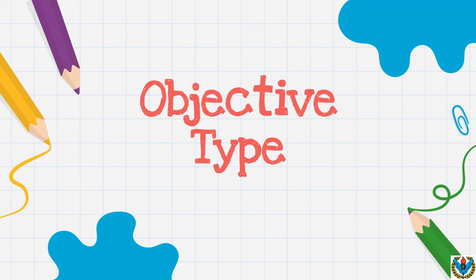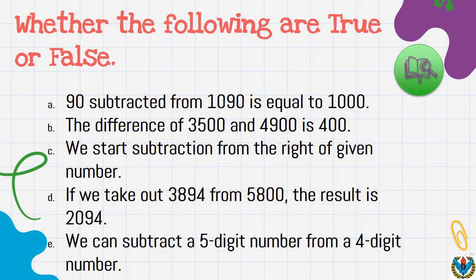You have some statements in front of you. You have to tell whether the following are true or false. If the statement is true, write T in front of it, and if the statement is false, write F. You can see in statements A, B and D, you have to solve it and then find out if the statement is true or false. Statement C is a rule that is discussed in this lecture, and statement E is easily understandable if you read it properly.